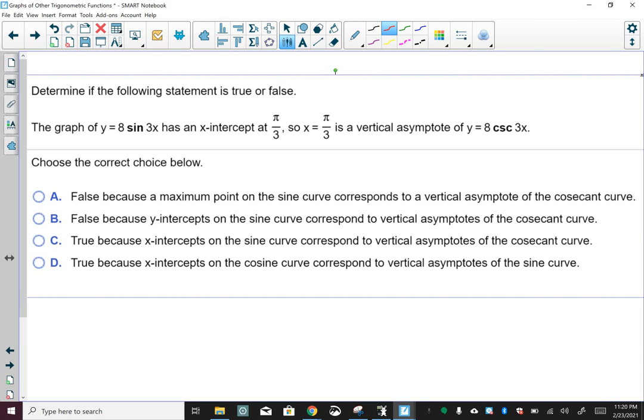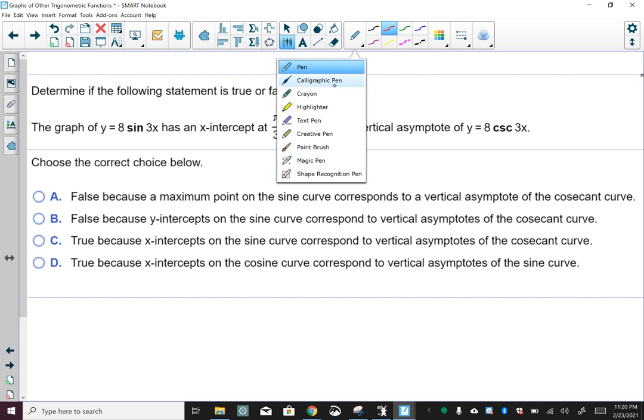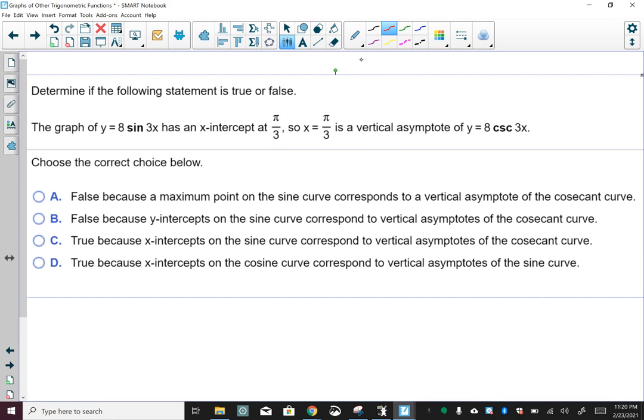And so when you're looking at this, it's true because x-intercepts on sine curves correspond to the vertical asymptotes of cosecant curves. So when you're actually looking for this answer right here, let me select the right one. You'll come through and you'll pick the one that is correct, which would be that one for this particular question.